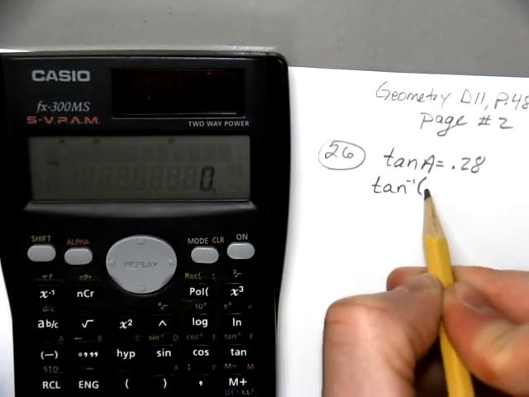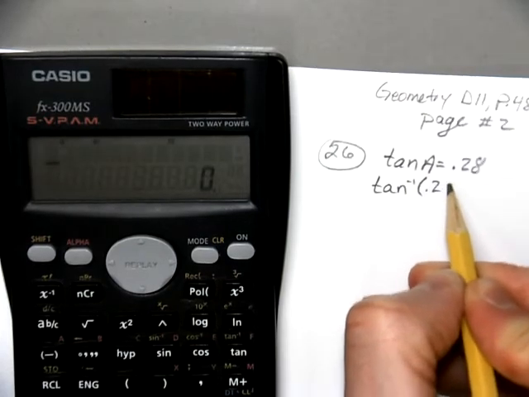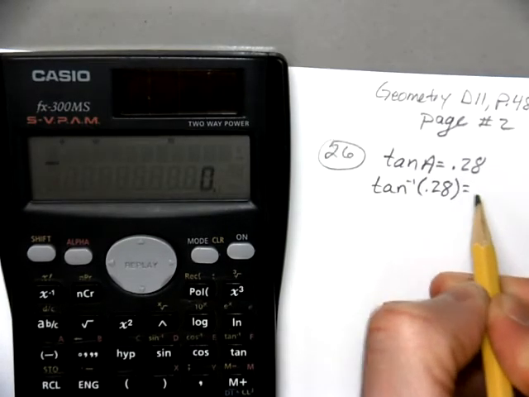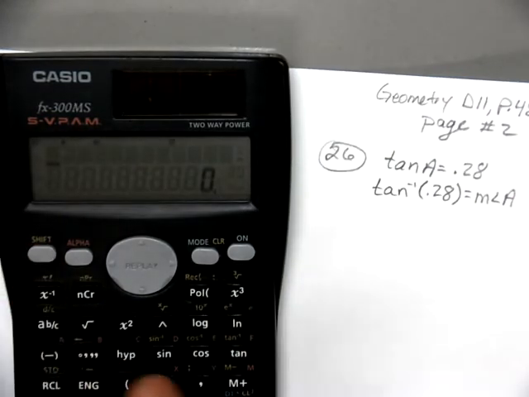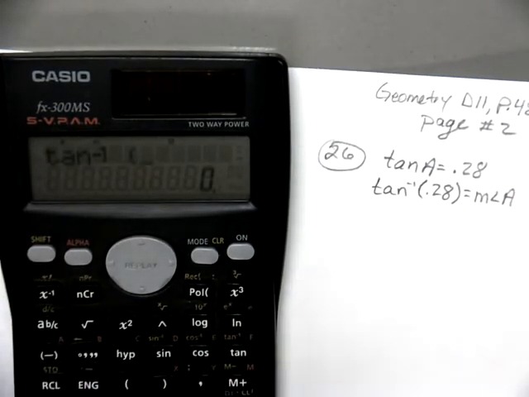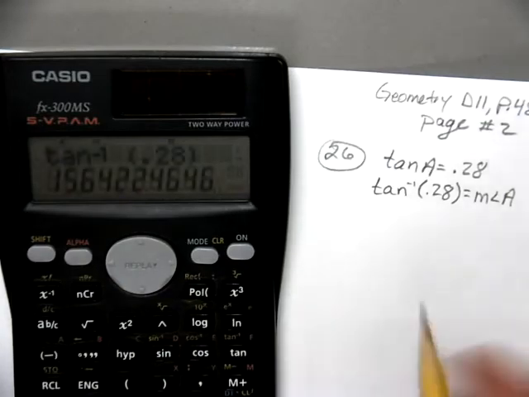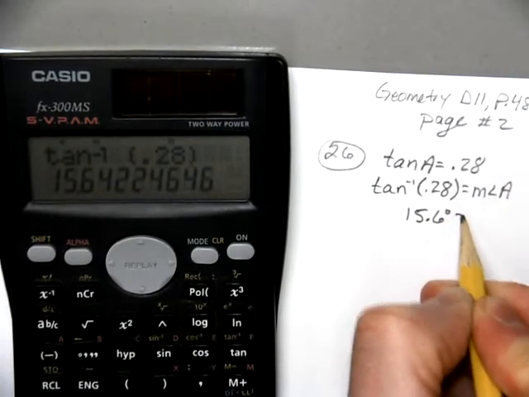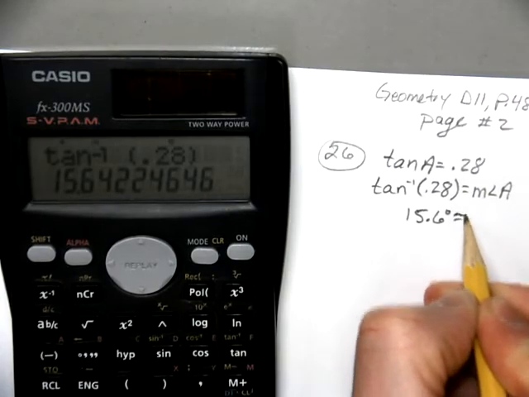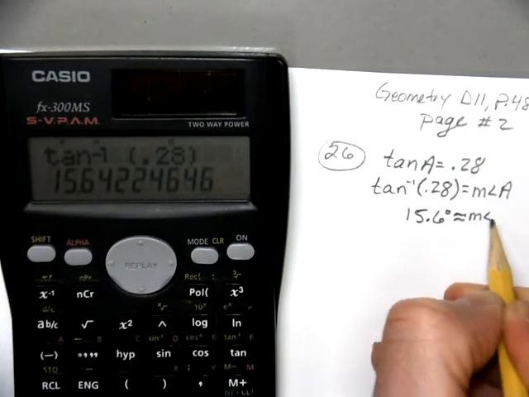So the tangent inverse of 0.28 is the measure of this angle A. So tangent inverse of 0.28 gives us 15.6 degrees, which is approximately the measure of this angle A.